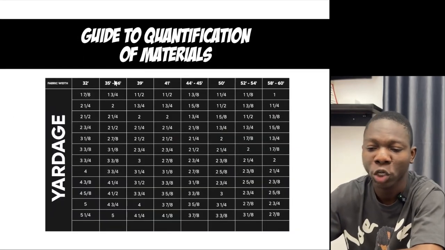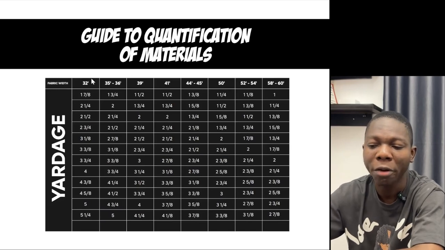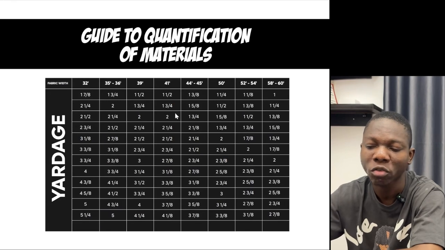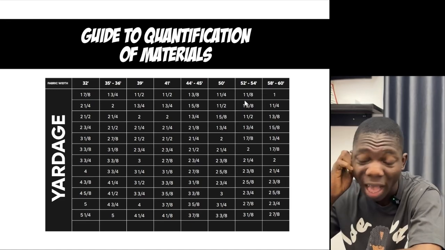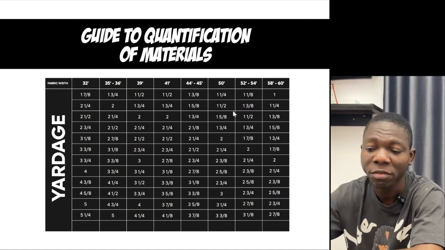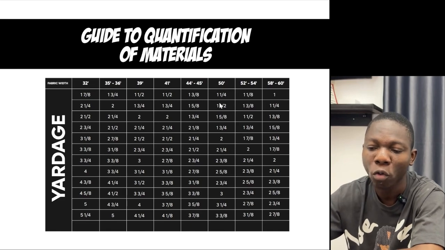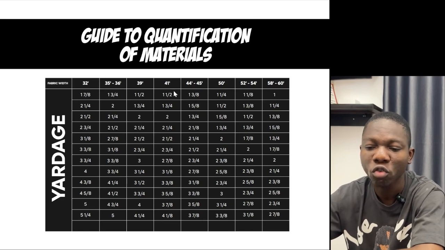This is a guide to quantification of materials. I already explained that fabrics are measured in length, but the width determines the yardage that you need to buy. You say this material by 50 to 60, 1 yard. If it is 52 to 54, 1 yard and 1/8. If the material is 50 inches, 1 yard and 1/4. If the material is 40 to 45 inches, 1 yard and 3/8. If it's 41 inches, 1.5 yards. So this goes on and on.